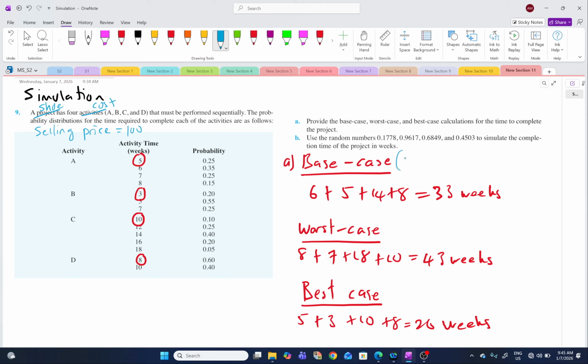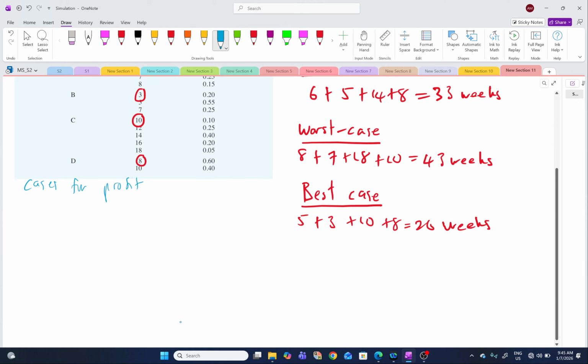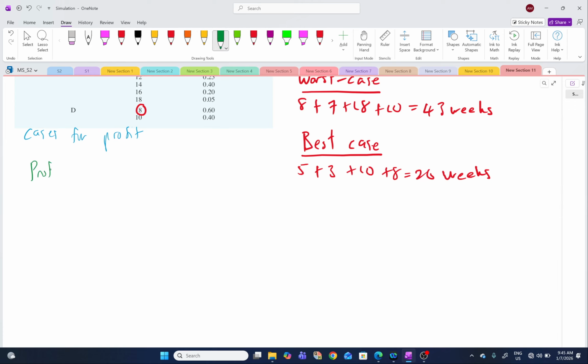Okay, I just put here cases for profit. So kita nak cari sekarang base case, worst case, best case for profit. What is the formula for profit? Profit is selling price or sales price minus cost. This is the profit formula.